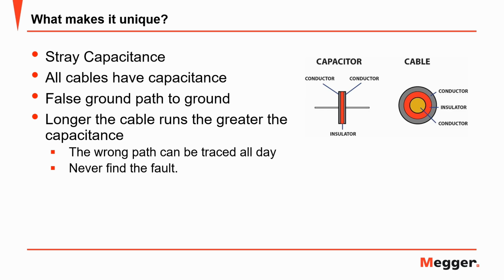All cables have some level of capacitance. Capacitance looks like a false ground path to a ground fault tracer. The longer the cable runs, the higher the capacitance, the bigger the problem. High circuit capacitance could cause an operator to trace the wrong path all day and never find the fault.